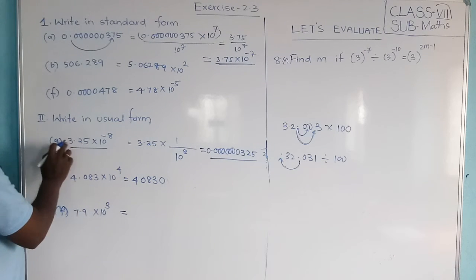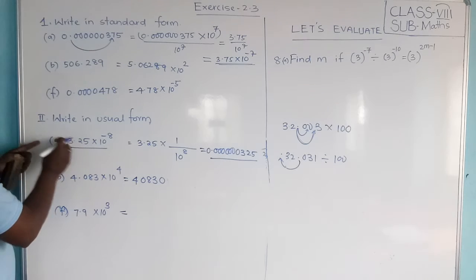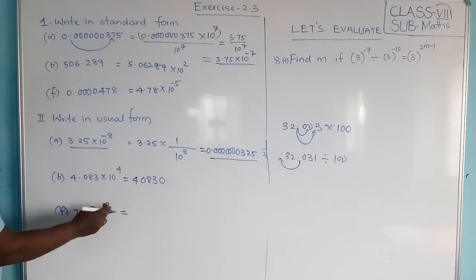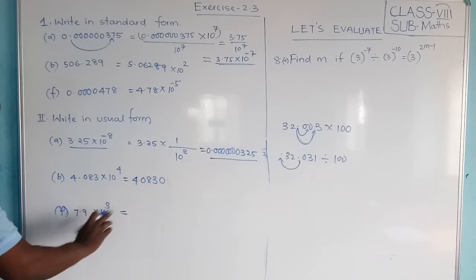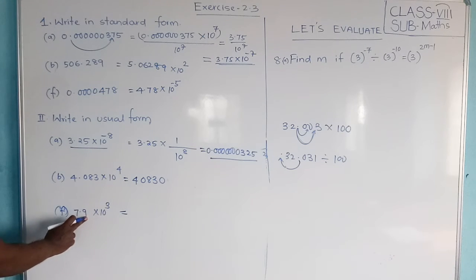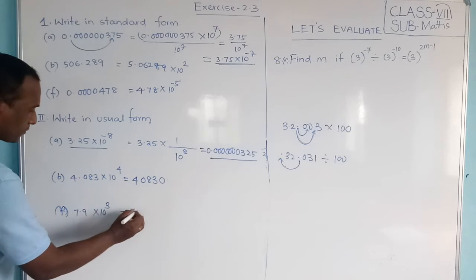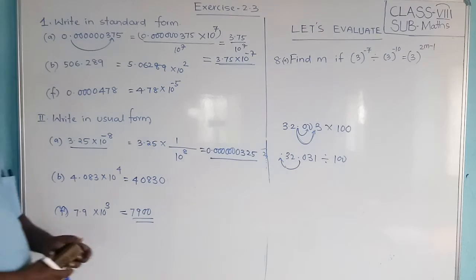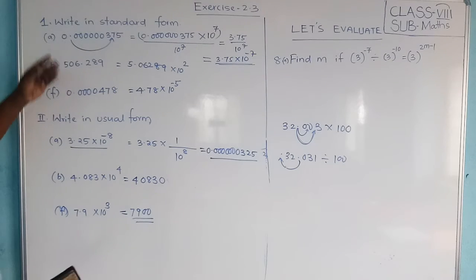Here it is a negative sign, 8. That means 7 places. Here one digit is already there, so you go 7 places and keep the point. Here it is positive, so it will go to the right side 3 places. Already 1 place is there, again 2 places. This is our answer.